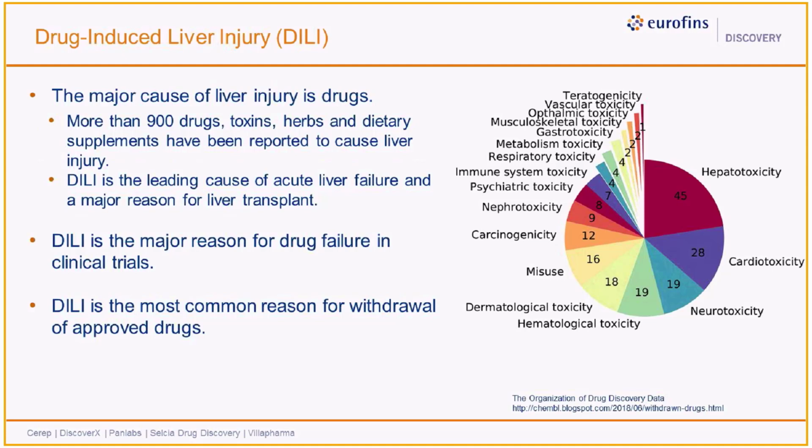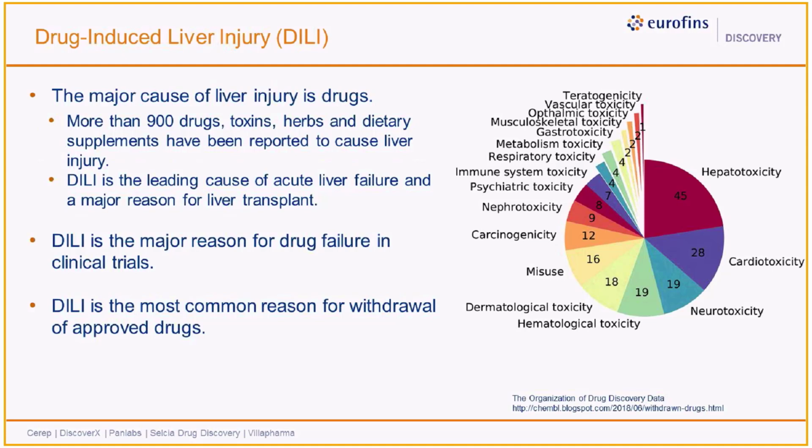DILI is also a major cause of attrition for drug failure in preclinical and clinical trials, which results in tremendous loss of investment and time in drug discovery. DILI is the most common reason cited for withdrawal of an approved drug from market. An analysis done by the Organization of Drug Discovery Data in 2018 found that among 192 drugs which were approved but subsequently withdrawn from the market worldwide, hepatotoxicity is the leading reason for attrition.